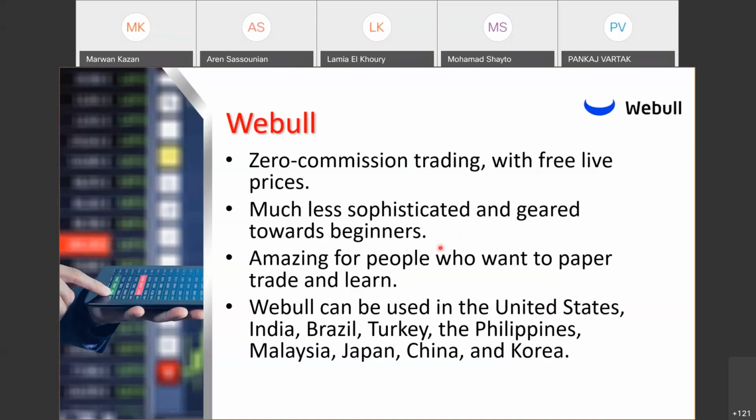Webull is amazing for people who want to actually paper trade and learn, and it can be used in the US, India, Brazil, Turkey, Philippines, Malaysia, Japan, China, and Korea. So it's a bit more widespread than your Robinhood, which is only focused on America.